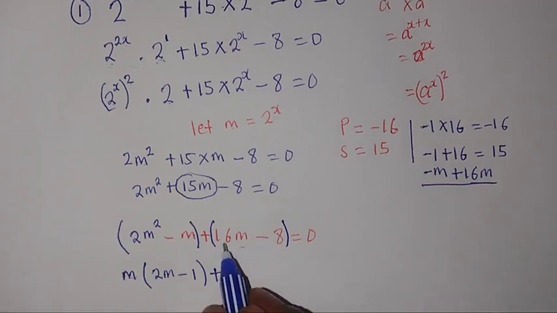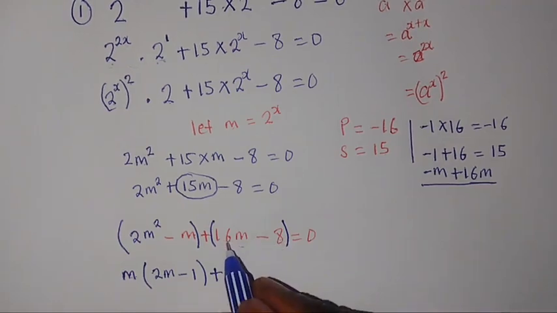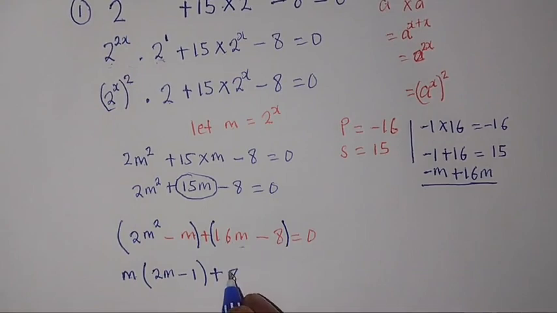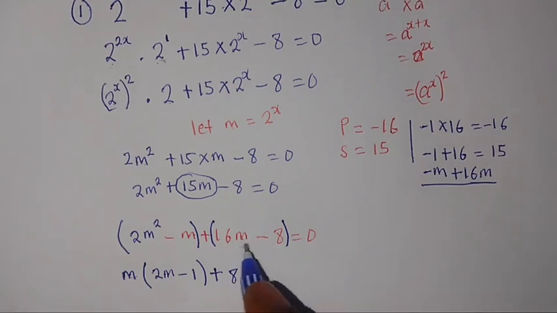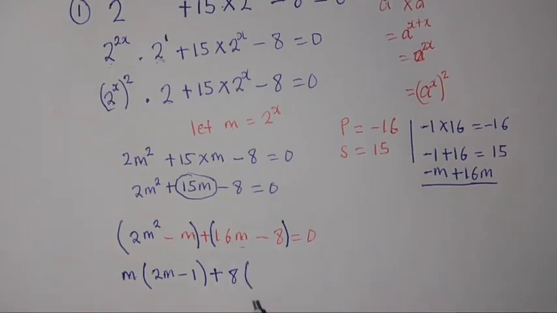What is common? You have 16 and 8. The highest common factor of 16 and 8 is 8. So you factor out 8. Then you only have a single letter right here, so you can't factor out m. Open bracket, 8 into 16 is 2, then there is this m.